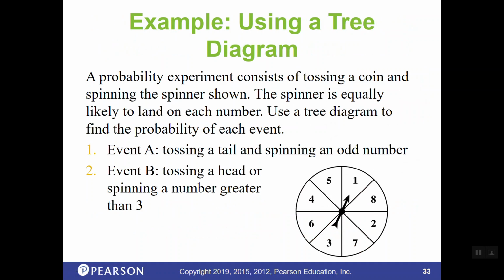A probability experiment consists of tossing a coin and spinning the spinner below. The spinner is equally likely to land on each number. Use a tree diagram to find the probability of each event. Event A, tossing a tail and spinning an odd number. Event B, tossing a head or spinning a number greater than 3.